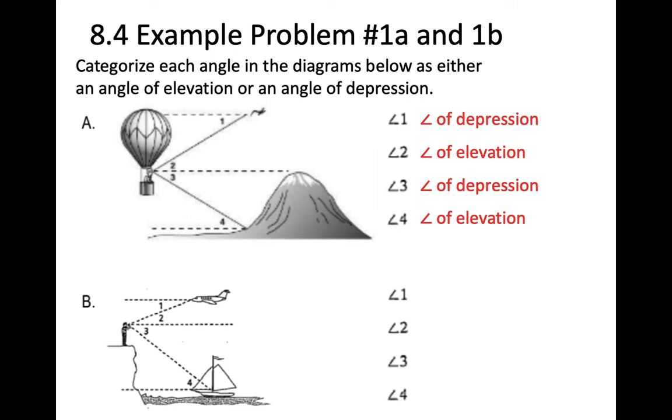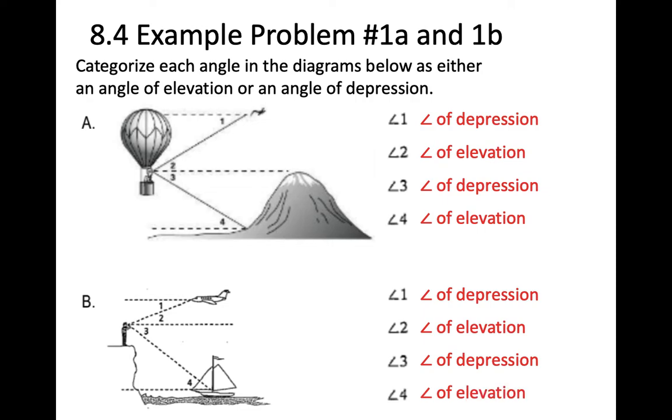Looking at B, number one is an angle of depression. It's a person in the plane looking down at the person on that cliff. Angle 2 is the exact opposite. It is the angle of elevation. It is the person on the cliff looking up to see the cockpit of the airplane. That same person in number 3 is using an angle of depression to look down at the sailboat. And in number 4, someone in the sailboat is looking up to see that person on the cliff. So that is an angle of elevation.